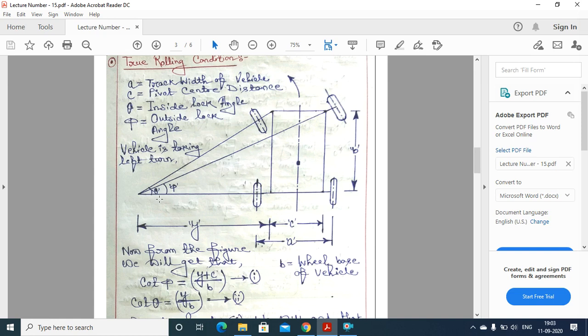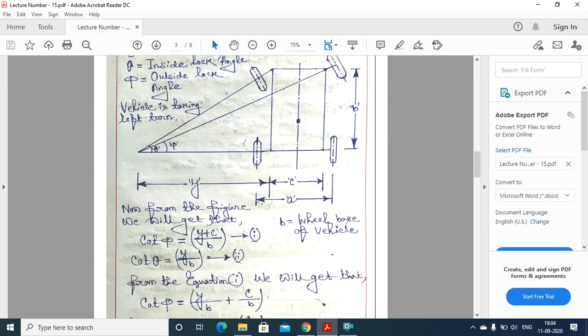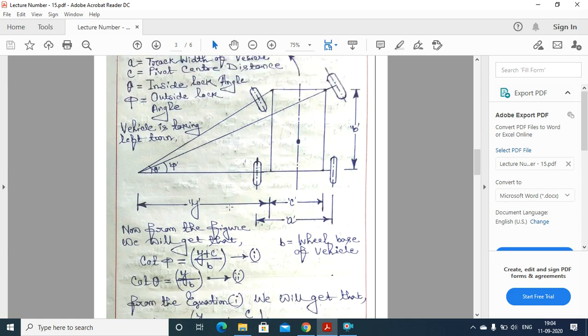So here theta is the inside lock angle and phi is the outside lock angle. Now from the figure, what will be the value of cot phi? Cot phi is the reciprocal of the tan phi.